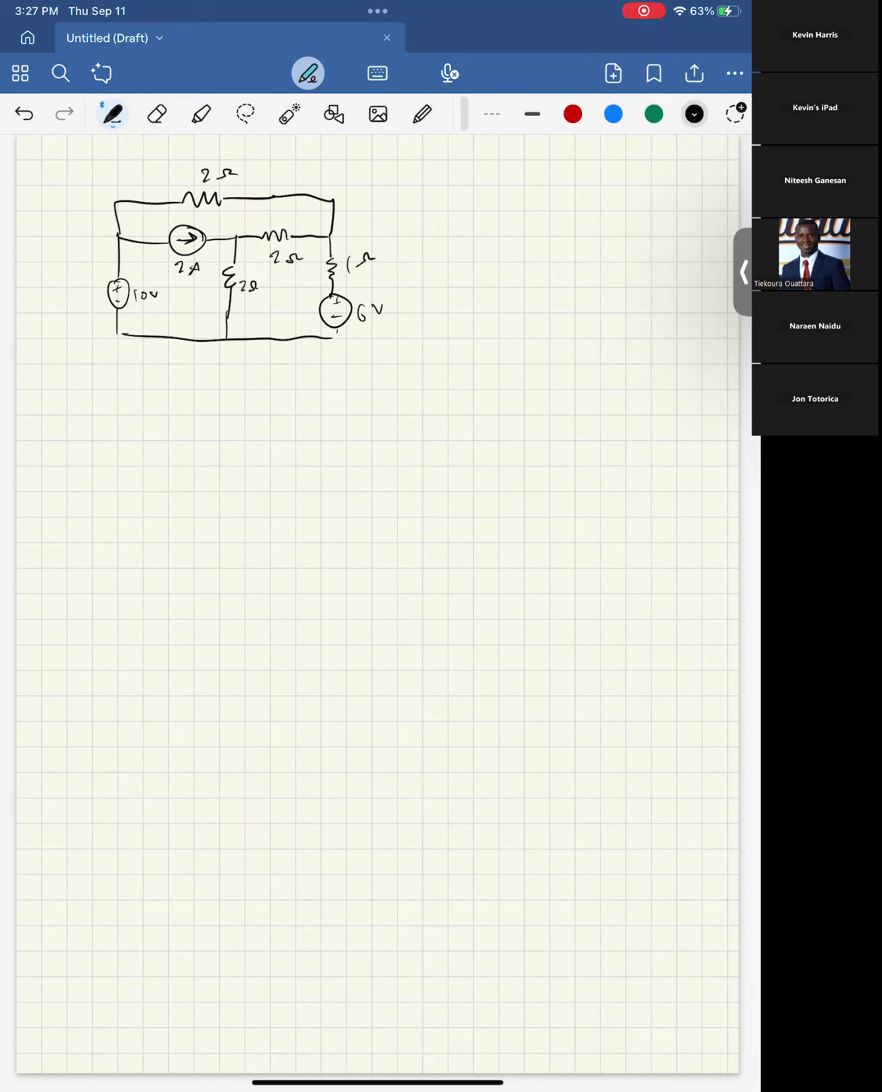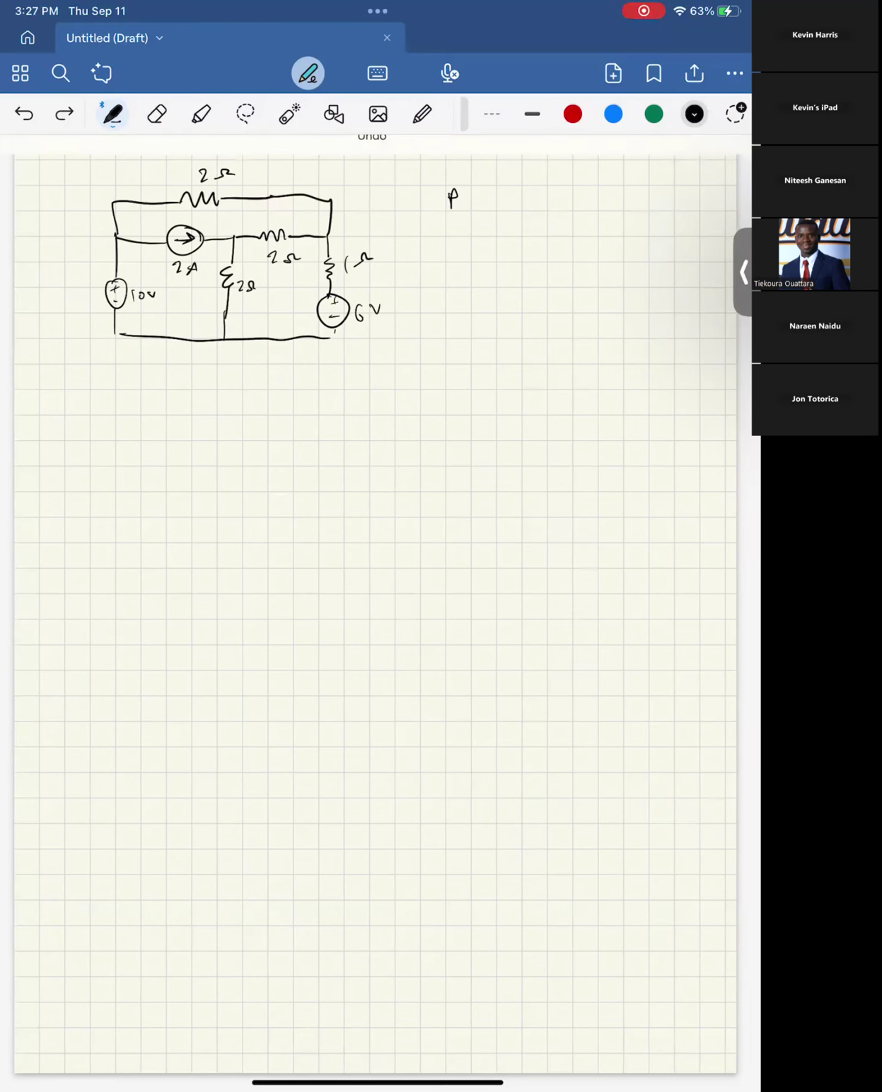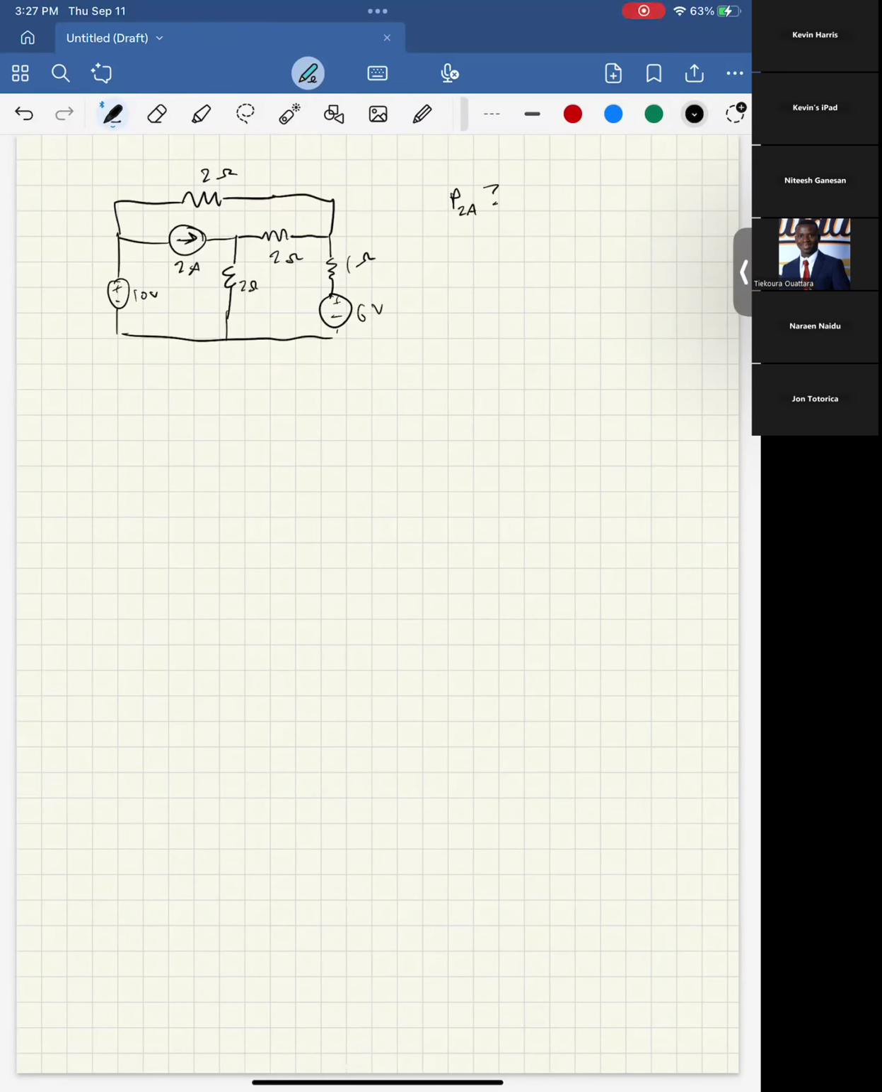Okay, so this is saying find the power associated with the 2 amp source. So it's not saying power generated or power dissipated, so we don't know if this is consuming or producing power. We have to figure that all out. And it's saying do it using the node voltage method. So for this question, we want to start by defining our ground and then defining our nodes. So use node voltage.